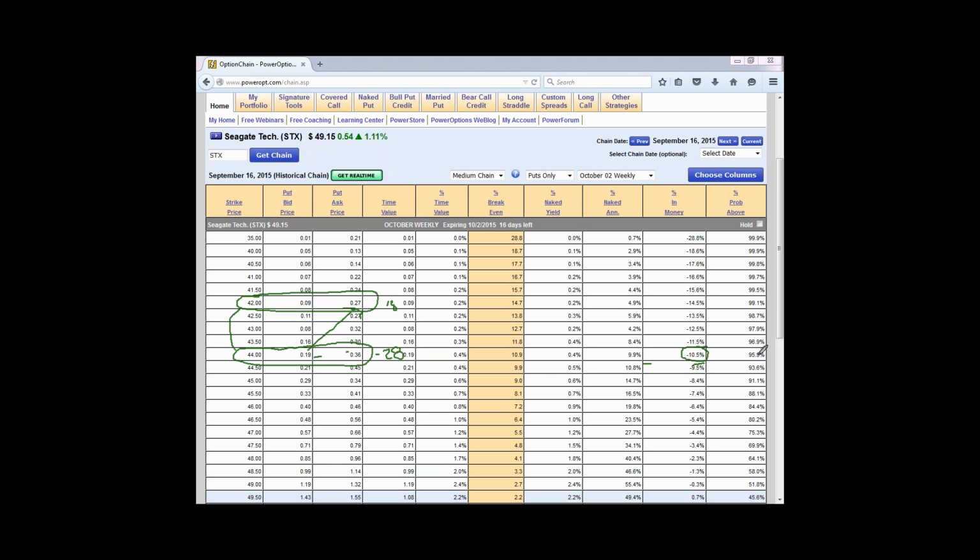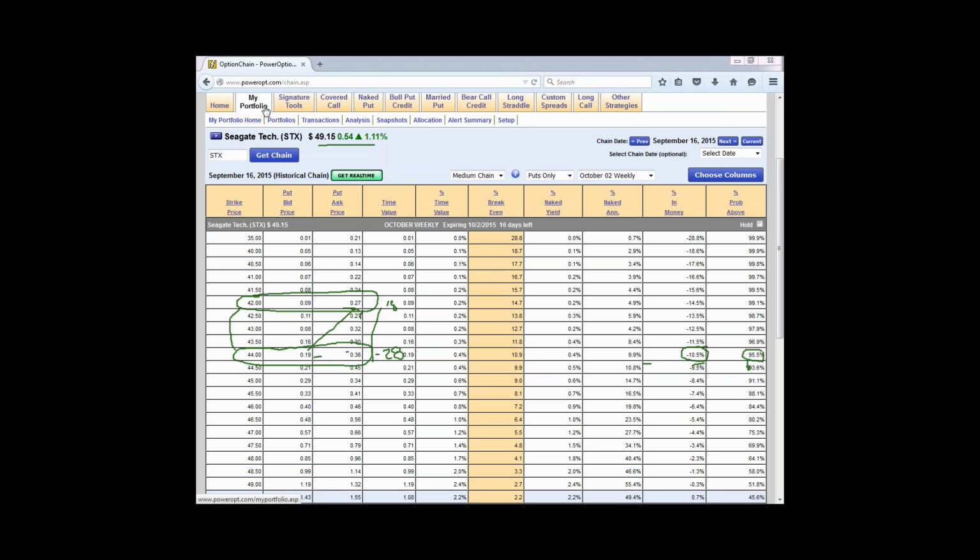And if you notice, the theoretical probability that the stock would stay above 44 on October 2nd, as of September 16th, was 95.5%. So we're willing to take only that 10-cent net credit between the bid and ask. Sell at 28, buy at 18. We're taking a 10-cent net credit for this very high probability. All right, now let's enter that into the portfolio.